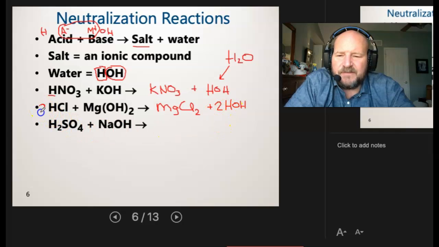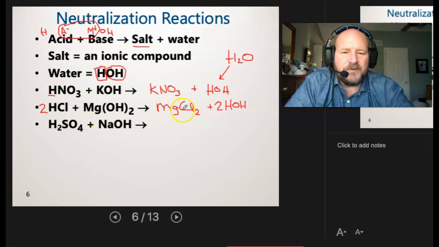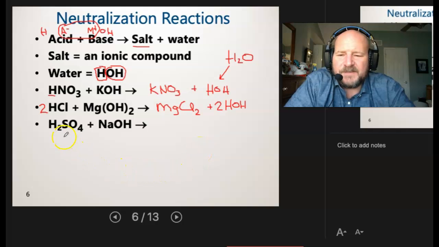So I'm going to put a 2 out in front of the HCl. That gives me my 2 H's. And now I can see I have 2 chlorides, but that's okay. I needed 2 chlorides for the magnesium anyway. So there we are. 2 in front of HCl, 1 magnesium hydroxide, going to produce 1 magnesium chloride, and 2 waters. Last but not least, sulfuric acid with sodium hydroxide.